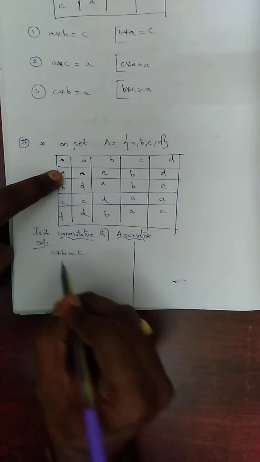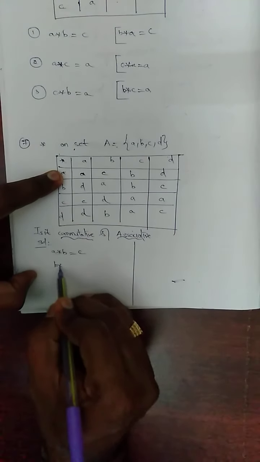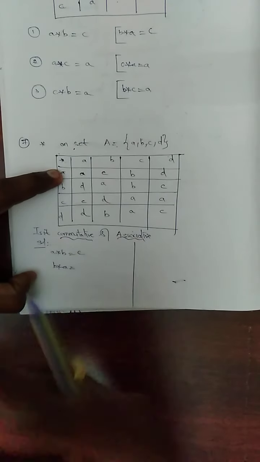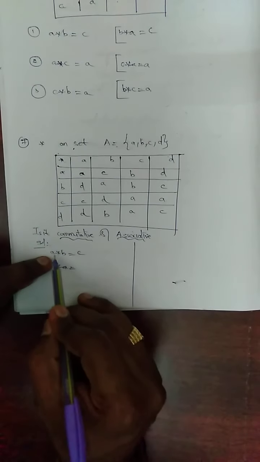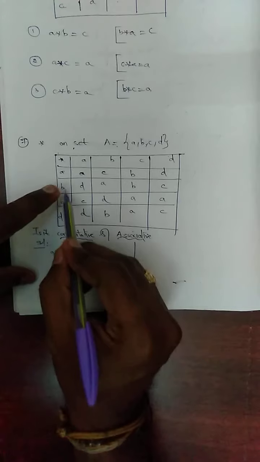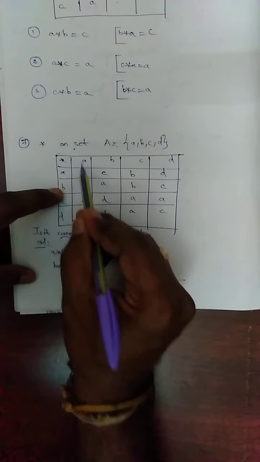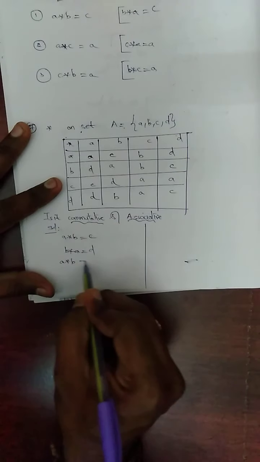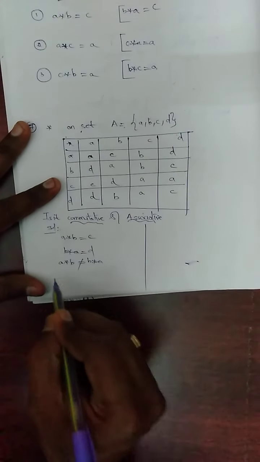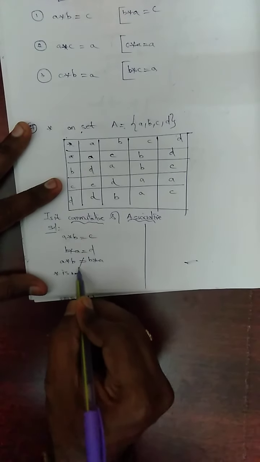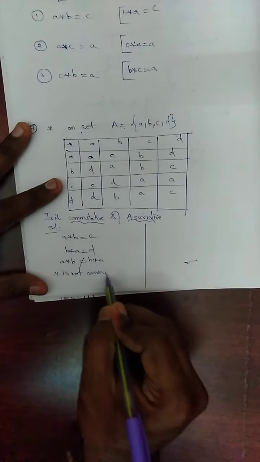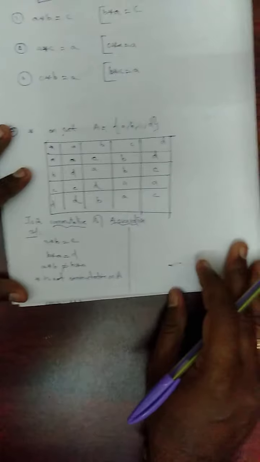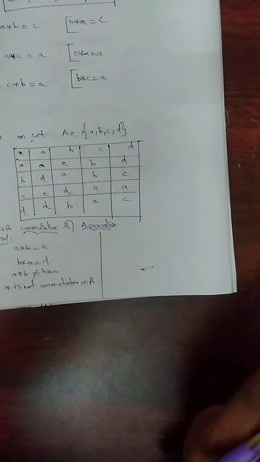It is nothing but C. If A star B is C, next I need to find B star A. B star A should be C. If it is not C, it is not commutative. If it is C, it is commutative. A star B is C. What is B star A? It is nothing but D. Therefore, A star B is not equal to B star A. Therefore, star is not commutative on A. Easily we have finished the commutative.